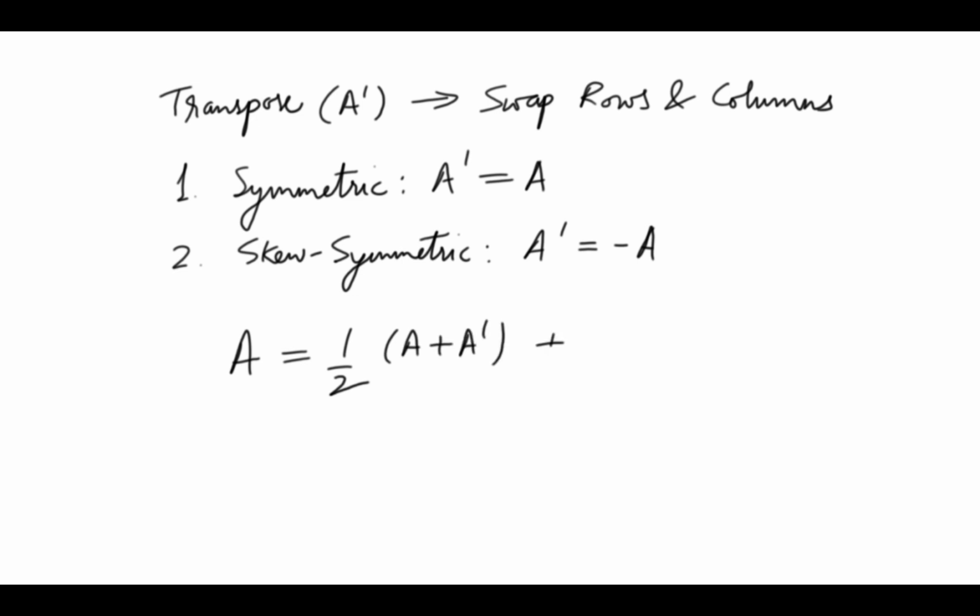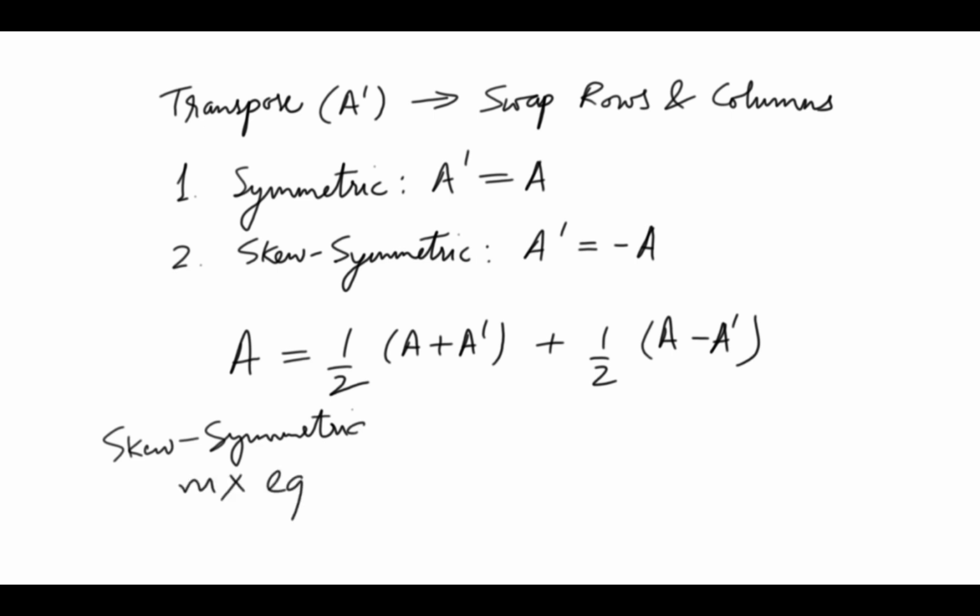So if it changes nothing, A dash equals A, it's symmetric. If flipping it makes all signs negative, A dash equals minus A, it's skew-symmetric. And in skew-symmetric matrices, the diagonal elements will always be 0.